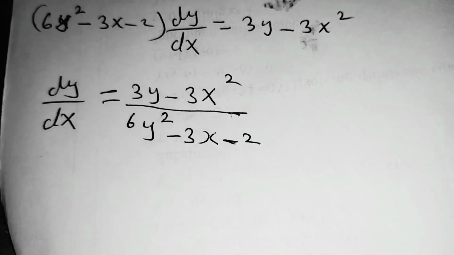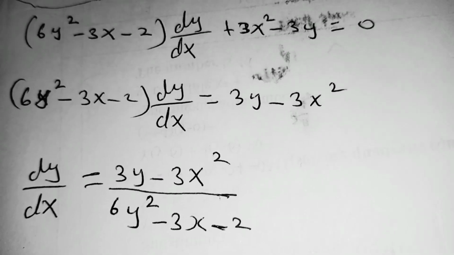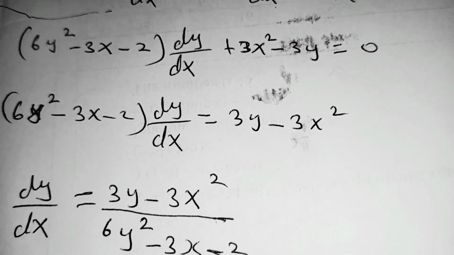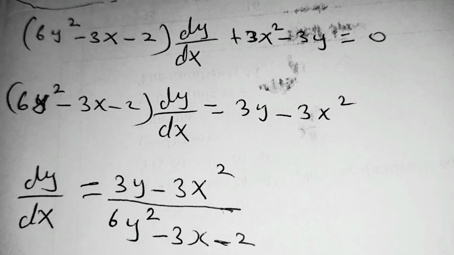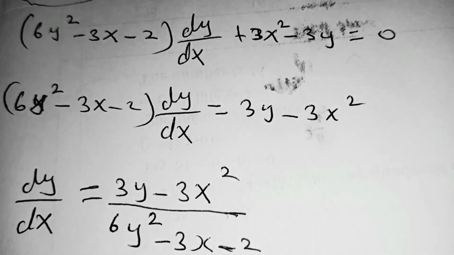So that is how we obtain the derivative of an implicit function in those simple steps.